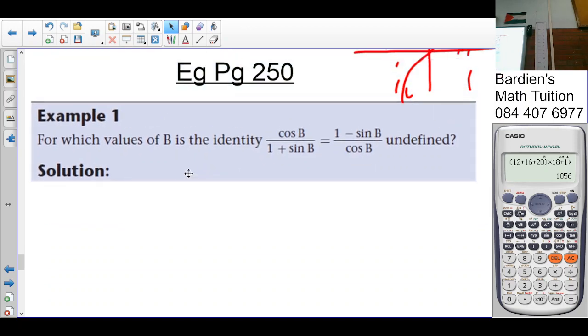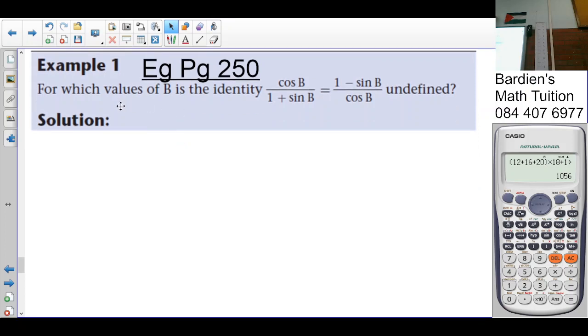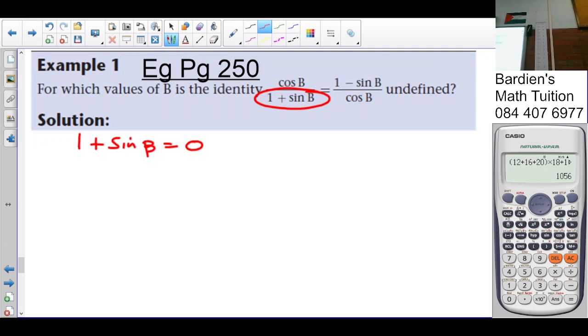Okay, so the first question is from the example on page 250. You are told: for which values of beta is the identity cos of beta over 1 plus sine beta equal to 1 minus sine beta over cos beta undefined? So is there a tan in that equation? No. So I don't have to say that beta is equal to 90 plus k times 180. If there was a tan, I would have said that first. Does that make sense? Right. So what do we say? For the solution, the denominator, which is 1 plus sine beta, is equal to 0. If that's equal to 0, the sum is undefined. Not so? You all agree with that?